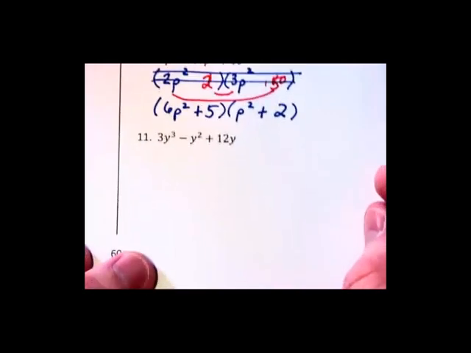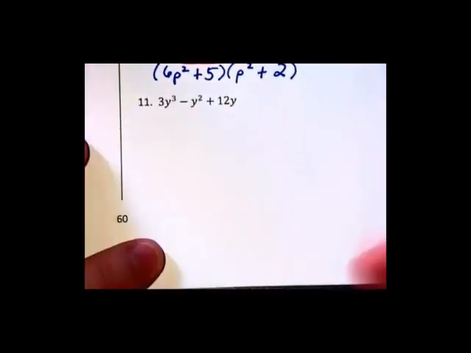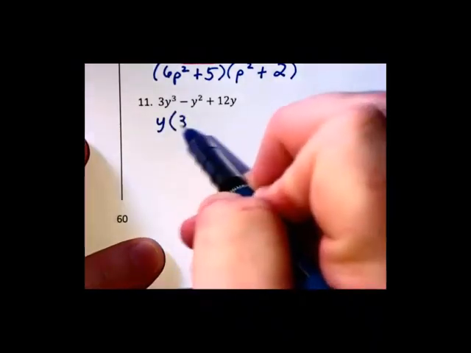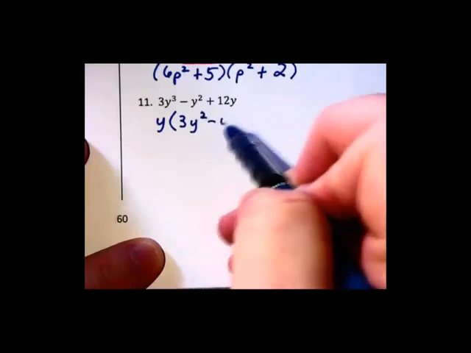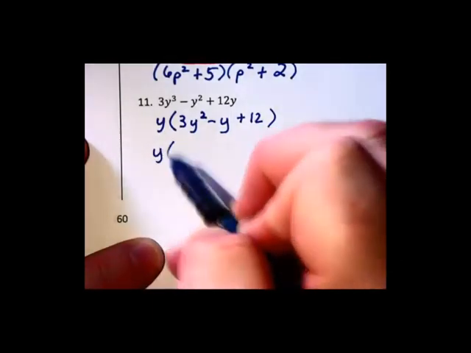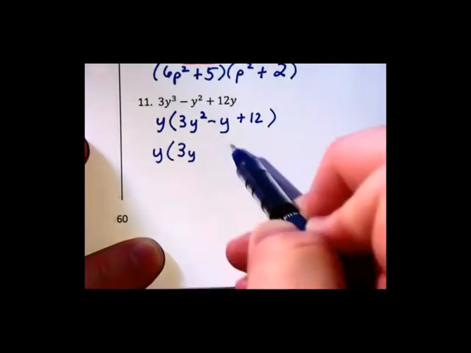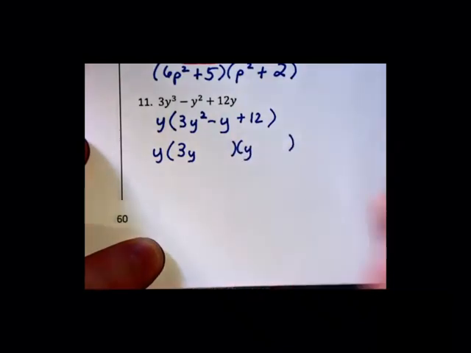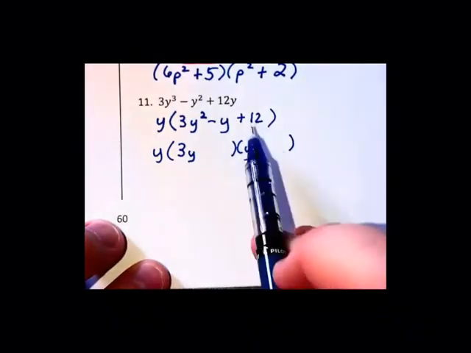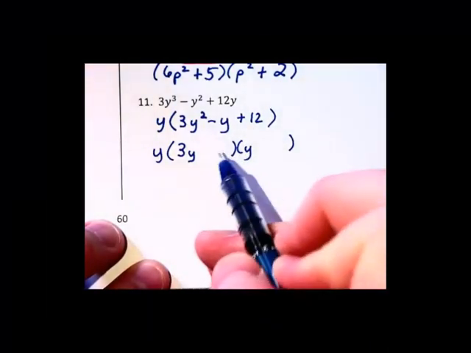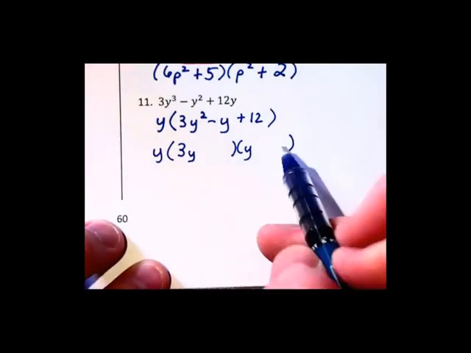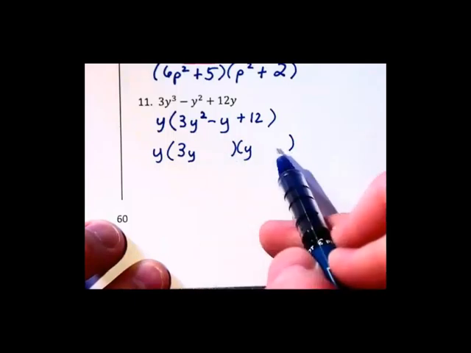Okay, number 11. Y. That's a GCF that can be factored out, leaving us with 3y squared minus y plus 12. Leave the y out front. I notice that 3 is a prime number, so that means 3y times 1y will be how it has to kind of go. Now as far as that 12 goes, it's probably not a 1-12 split. I'm going to try the 3-4 split. 3 and 4, no. 4 and 3, no. 2 and 6, 6 and 2.